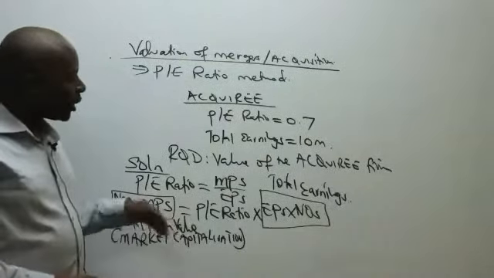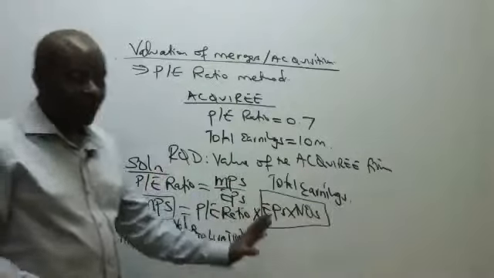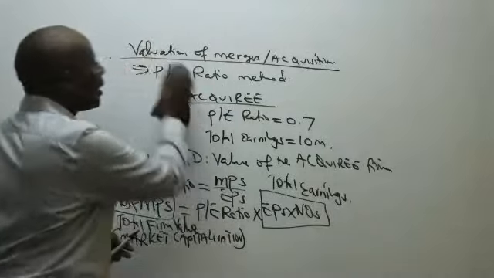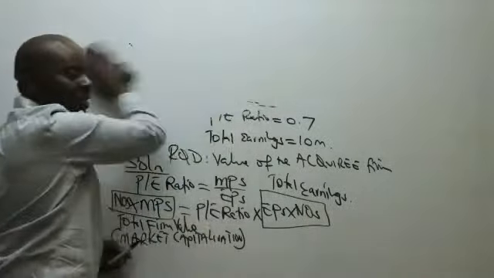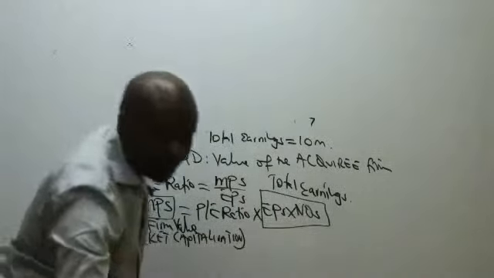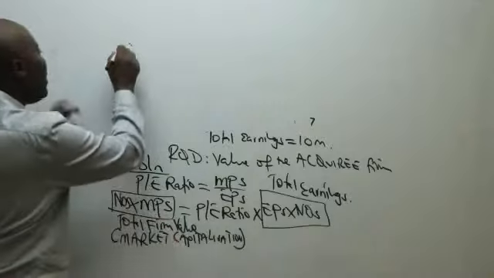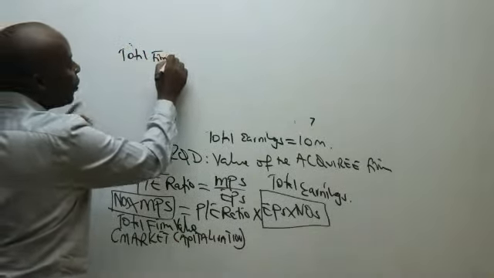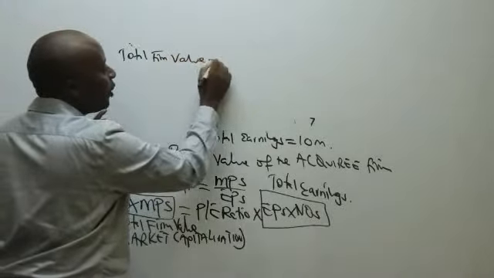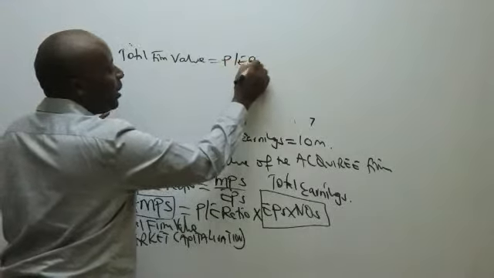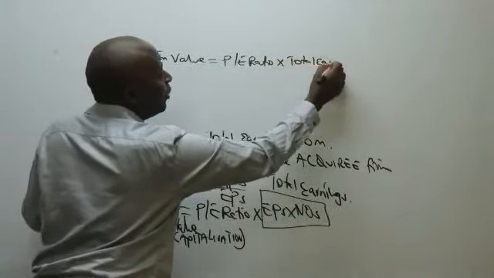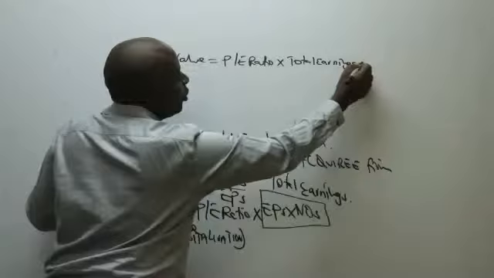So in short, what are we saying? Nobody will tell you to derive this. What I'm saying, ladies and gentlemen, is quite a simple thing: anytime you want to get the total firm value, you'll be taking the PE ratio that you have times the total earnings of the firm. Just that, total earnings of the firm.